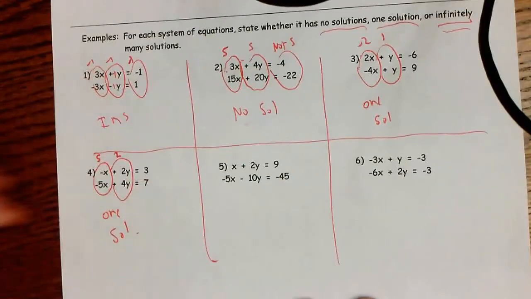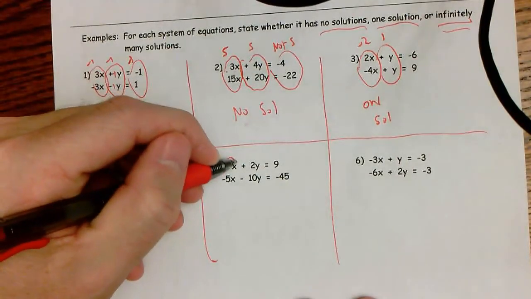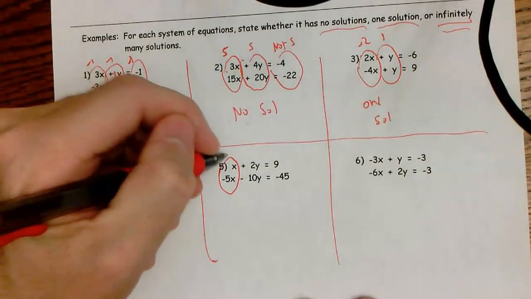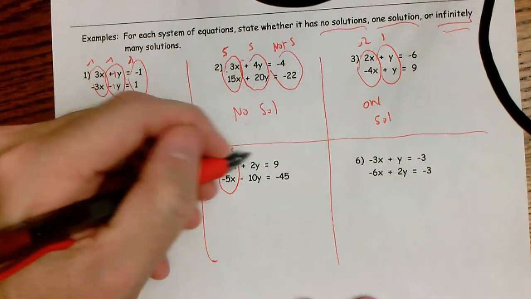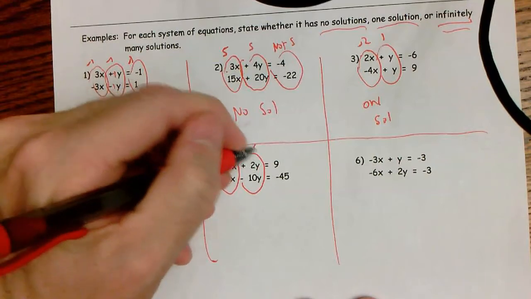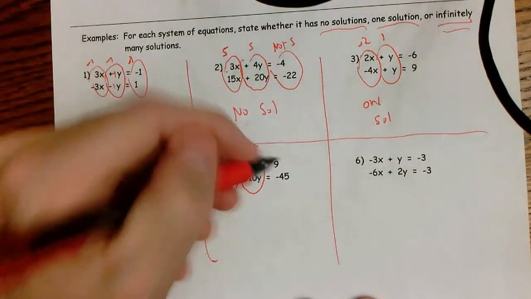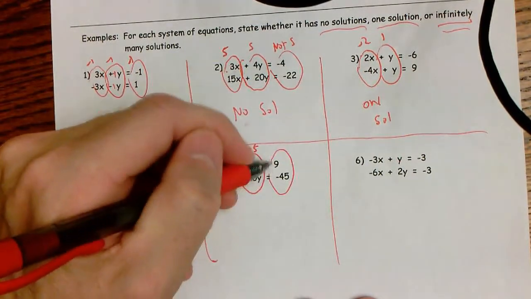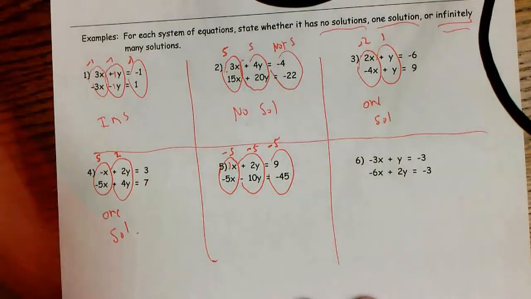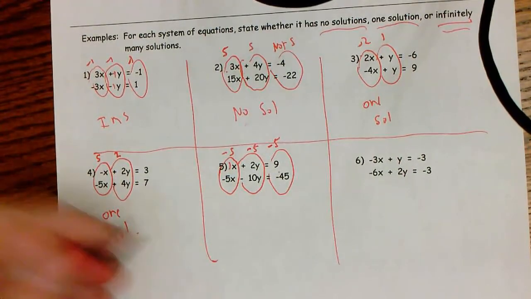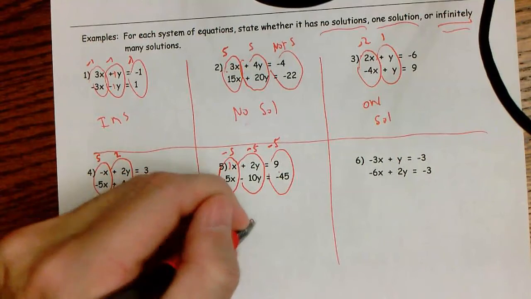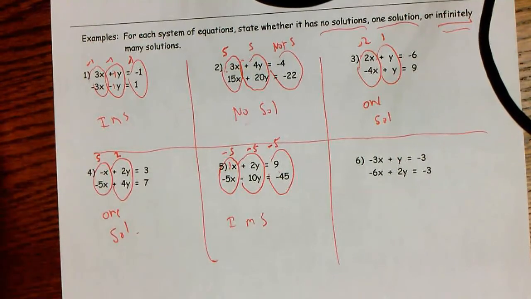How about number 5? Looks like the x's are multiplied by -5. 1 times -5. Looks like the y's are multiplied by -5. Looks like the number is multiplied by -5. So the entire first equation can be multiplied by -5. That is infinitely many solutions.